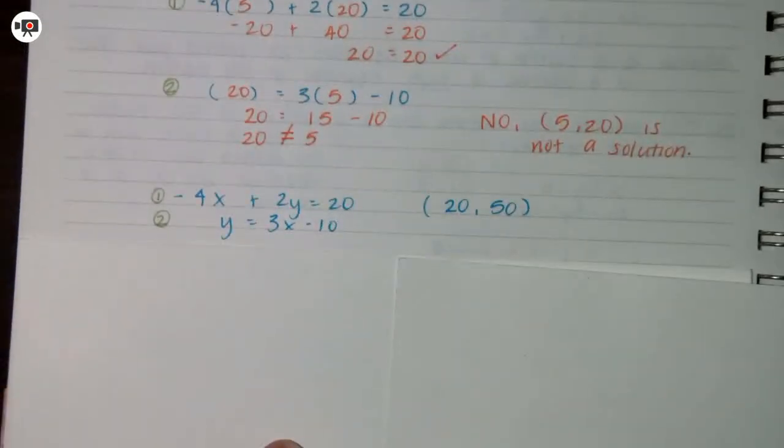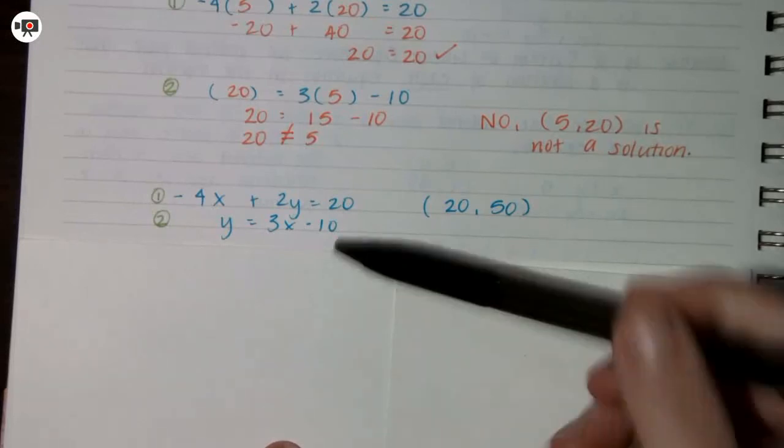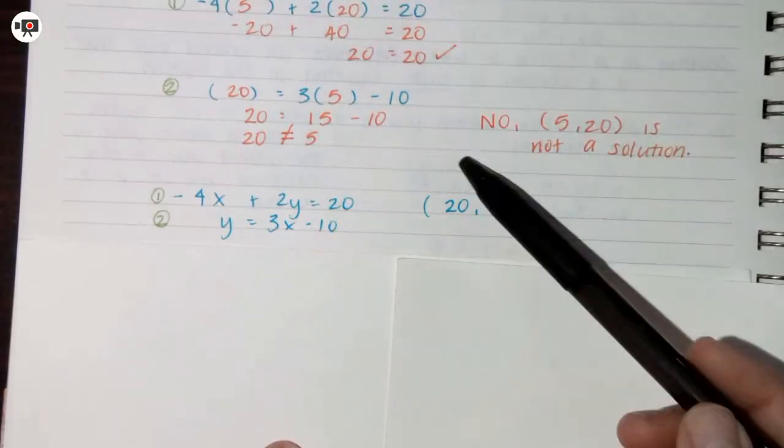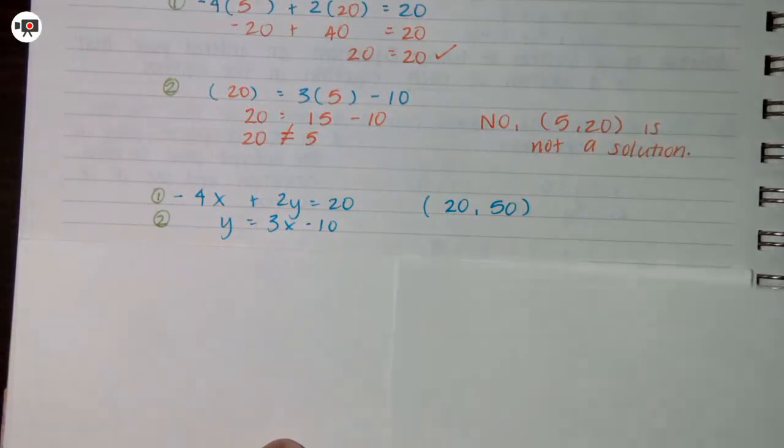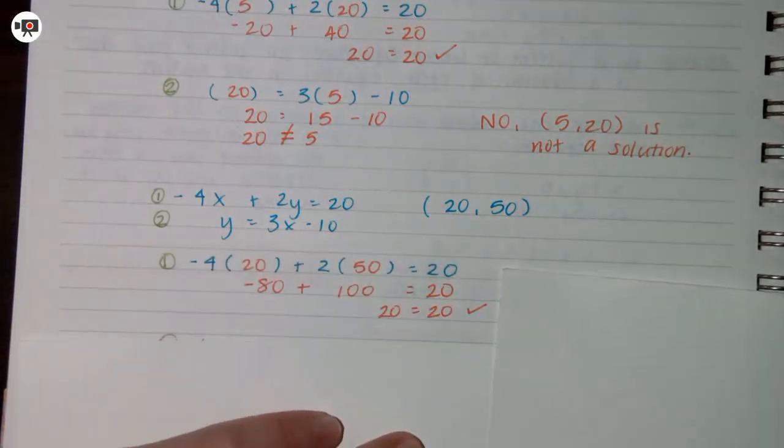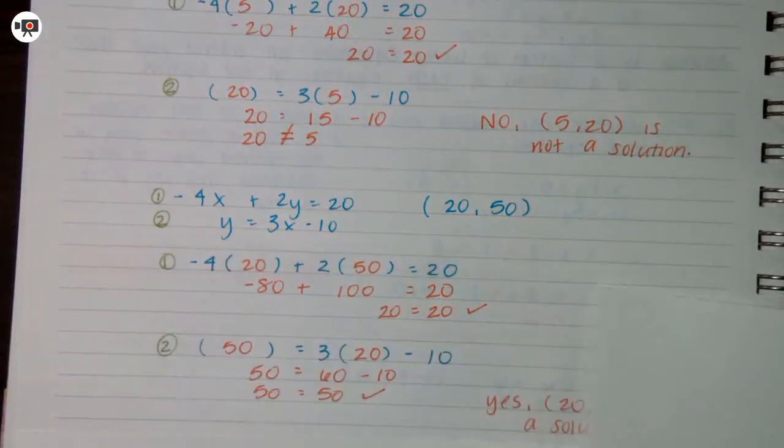So for negative 4x plus 2y equals 20 and y equals 3x minus 10, I'm testing the point (20, 15). So this is the same thing that I just did up here, I'm just trying a different point. This satisfies equation 1, and plugging it into equation 2, this is a solution.